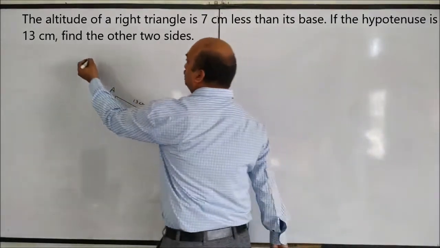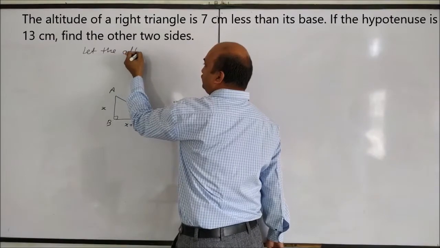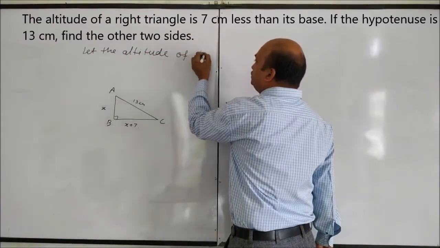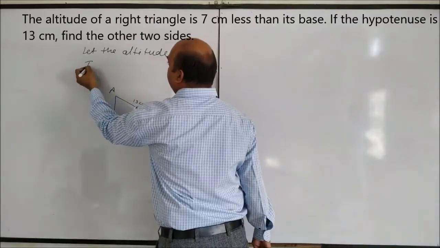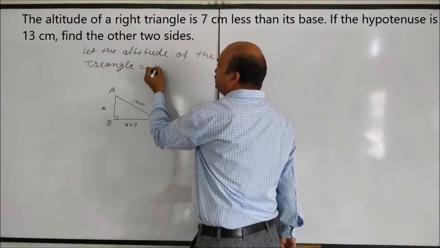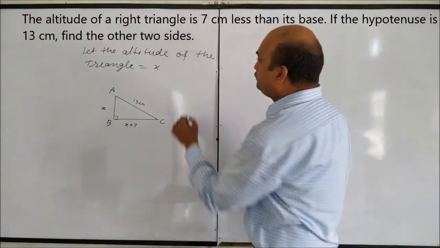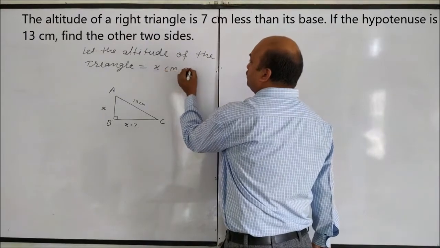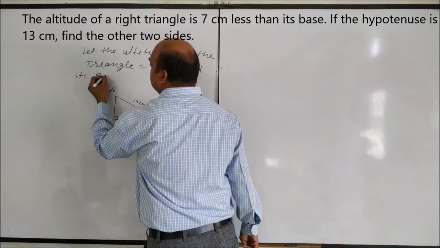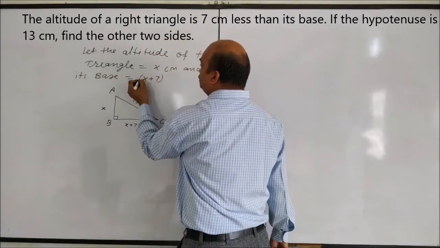We write, let the altitude of the triangle is equal to x centimeter, and its base is equal to x plus 7 centimeter.